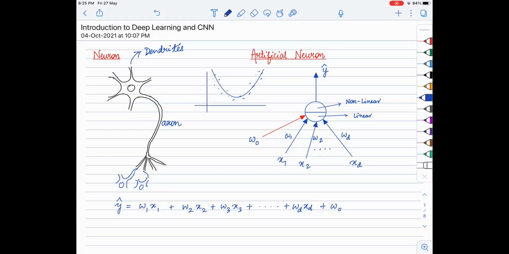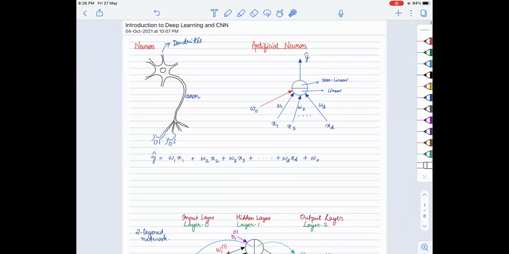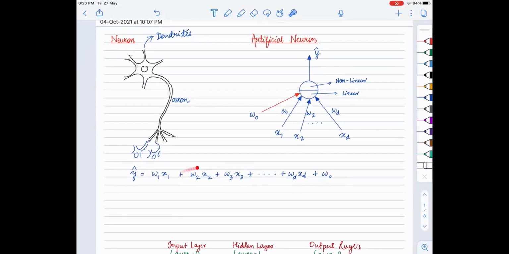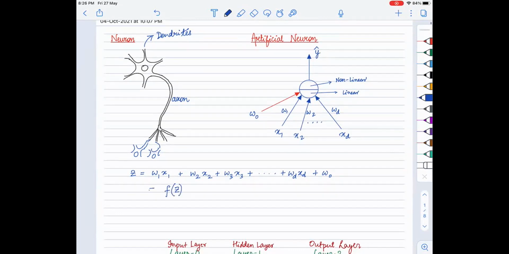And a parabola is not a linear function. It's not a linear model. It's a non-linear model. So in many situations, you need to go beyond lines, beyond linear computations. So here also, we will go beyond linear computations. First we will linearly combine the inputs. We won't call it y hat, we will call it z, which is like an intermediate computation. And then we will pass this z through some non-linear function, and then we will get y hat.